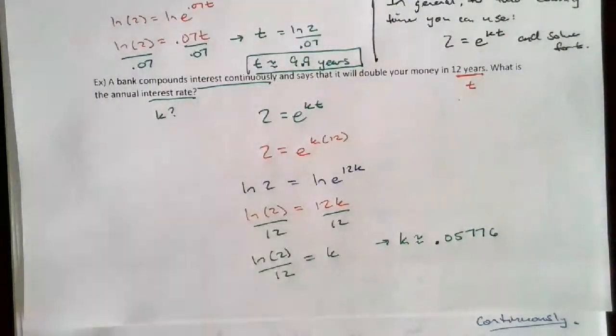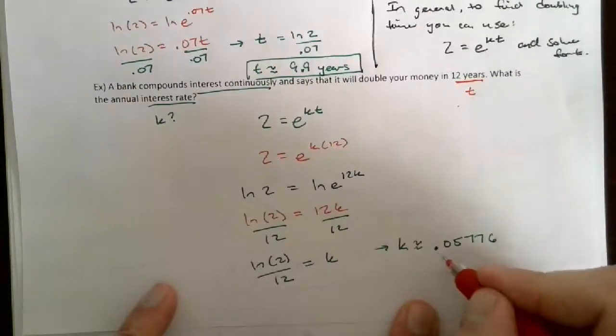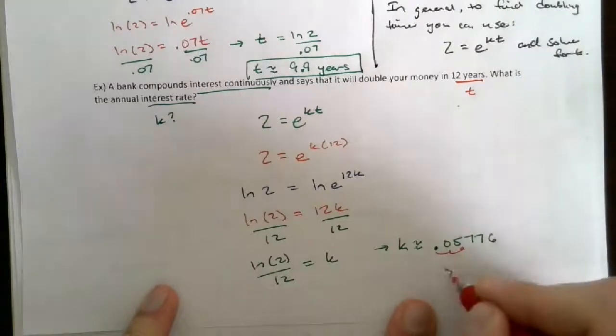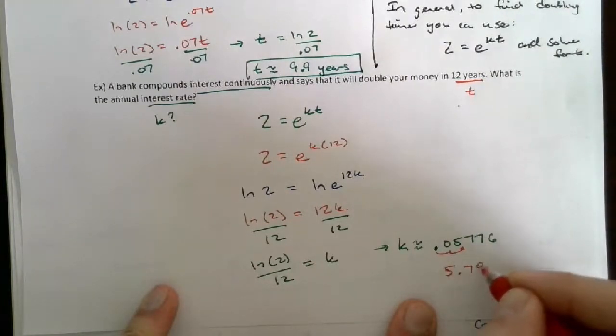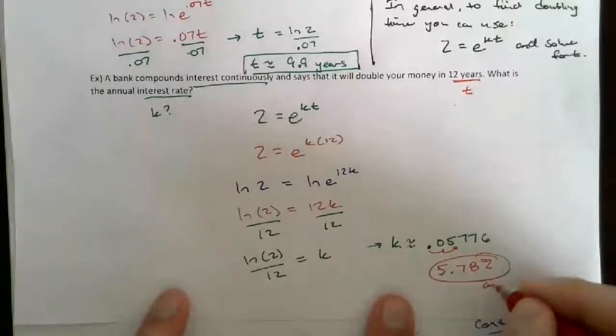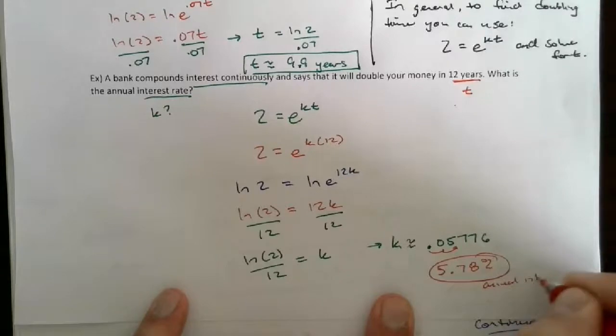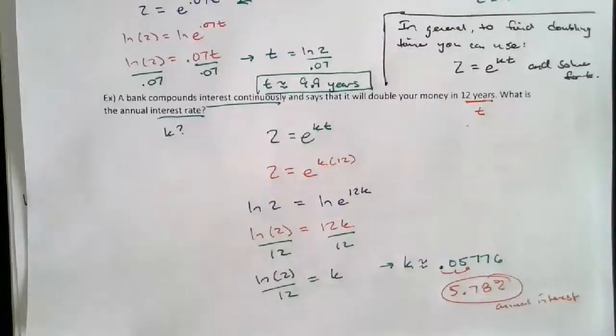Typically, we talk about that as a percent. So this is the interest rate as a decimal. As a percent, how would you change that? Well, basically, you multiply it by 100. You move the decimal place 2 to the right. So it's approximately 5.7, we'll round this up to 5.8% for the interest rate. So this would be the annual interest as an approximation.